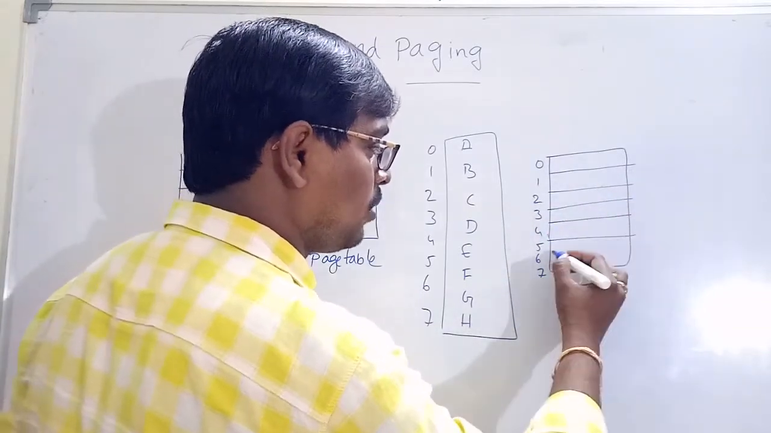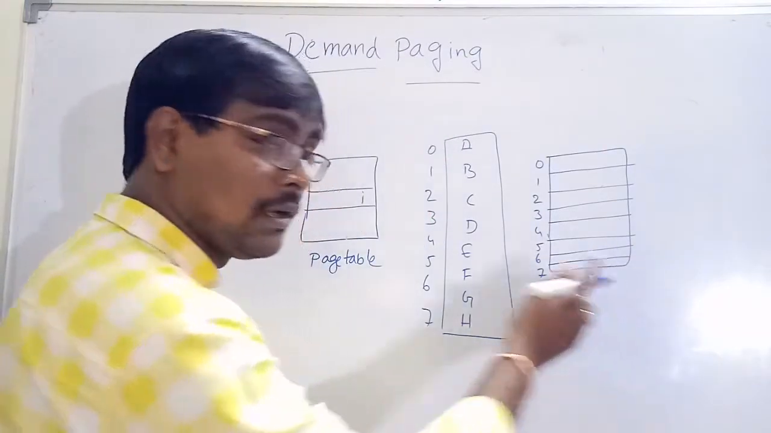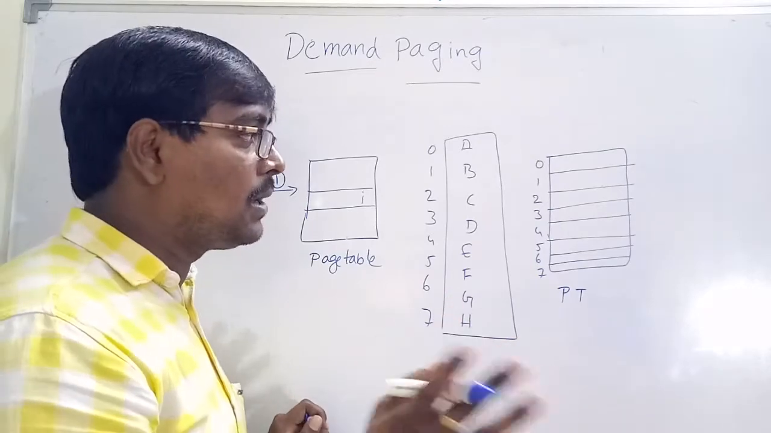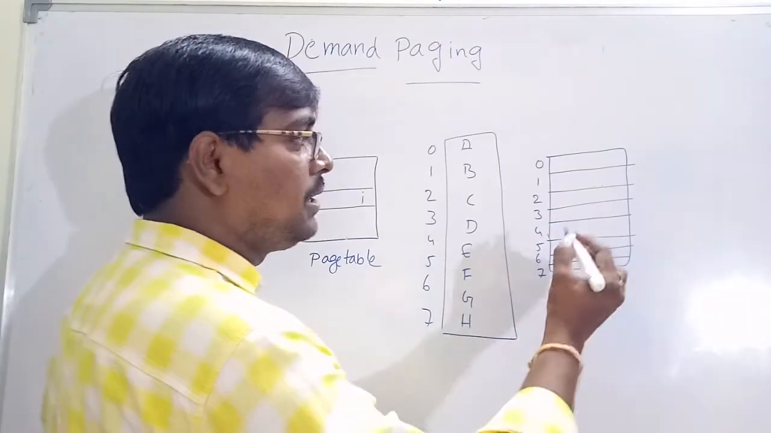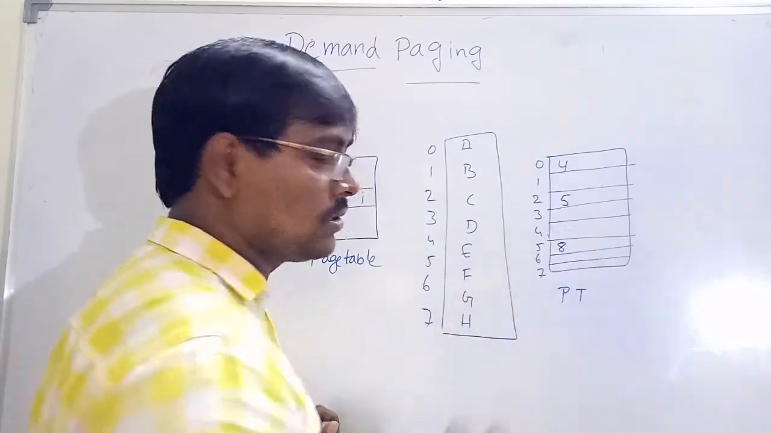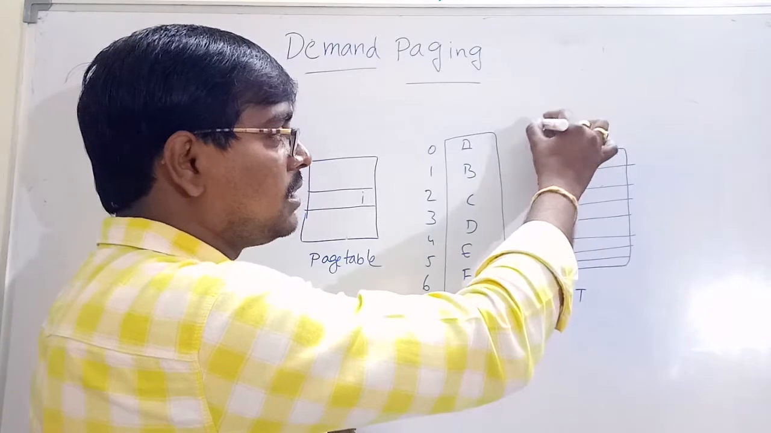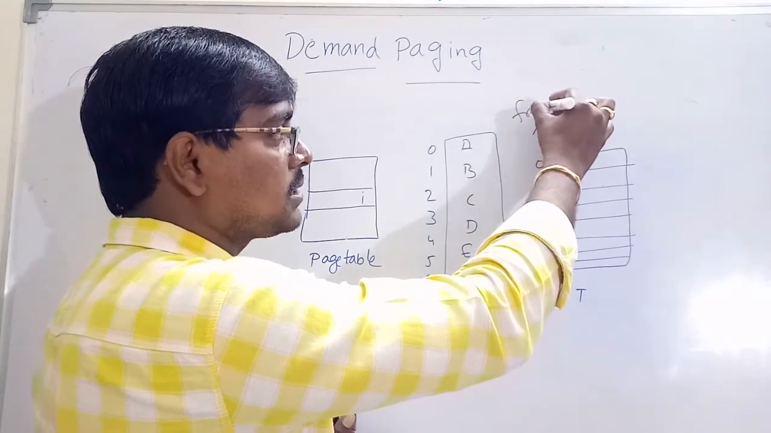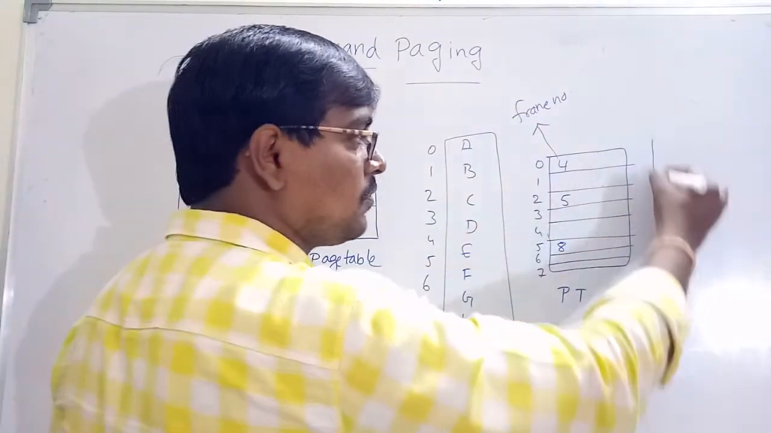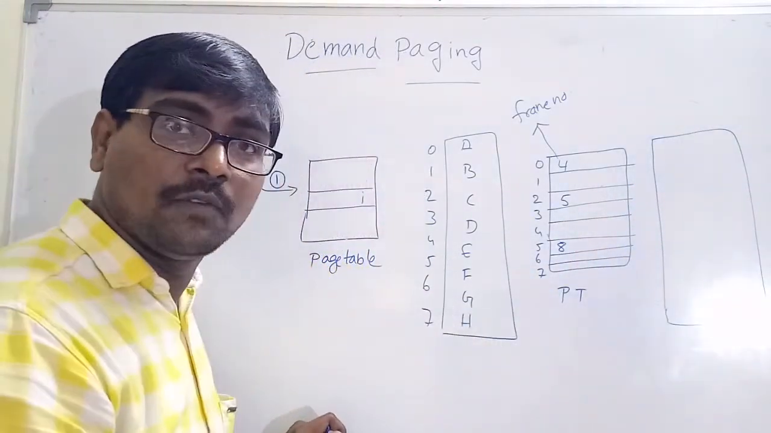So the page table contains the frame number and the valid-invalid bit also. For example, 4, 5, 8. What are these? These are called frame numbers. Now, how are they stored in the physical memory?